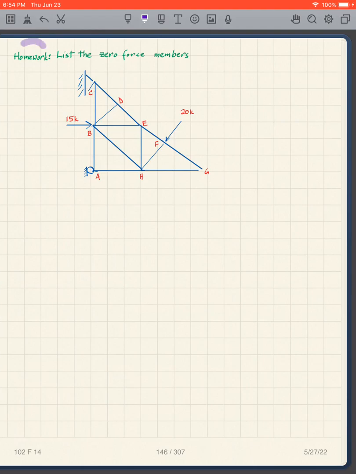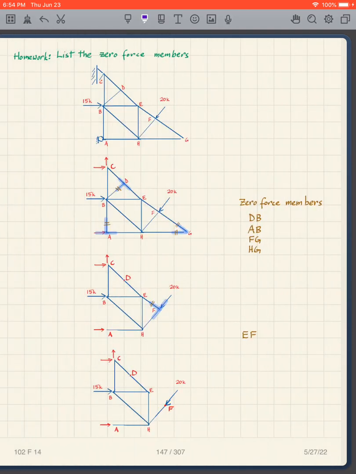Okay, so do this one. List the zero force members for this one. So pause the video. Okay, so notice this is not a T. Why? Because I have the 20 kip load there. It may look like a T, but it's not a T. But what T's do we have? Well, we've got a T here.